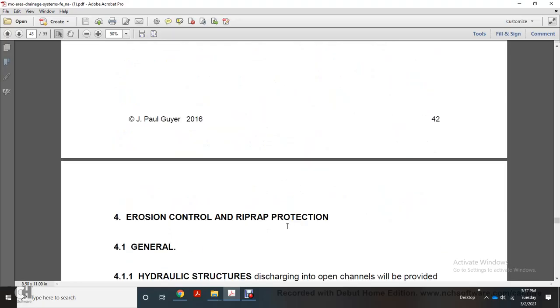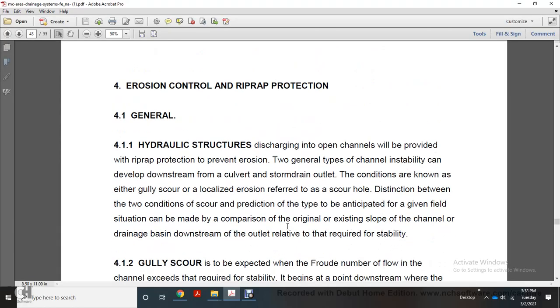Alright, four: erosion control, riprap protection, general hydraulic structures. The discharge opening channel will be provided with riprap protection to prevent erosion of the general type of channel. Instability can develop downstream of a culvert or storm drain outlet. The condition is known as either gully scour or localized erosion, referred to as a scour hole.